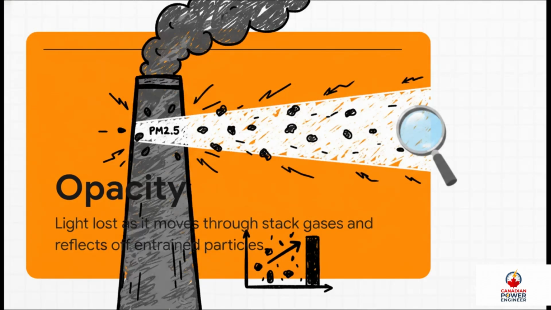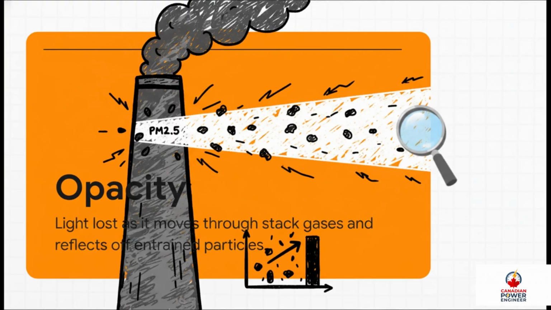So what is it? Well, opacity is simply defined as the quantity of light that is lost as it moves through the stacked gases. Imagine a beam of pure light trying to cut across a dark, smoky stack. As it travels, that light hits entrained particles, like that PM 2.5 we talked about earlier.